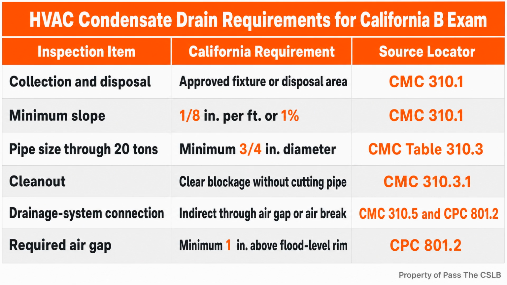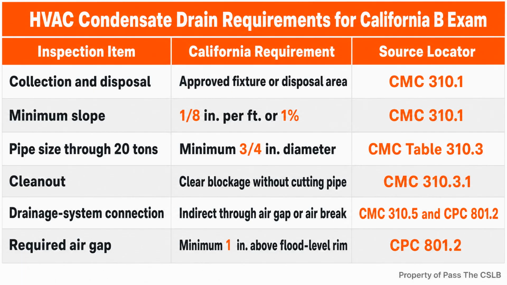A helpful field check is to start at the unit and follow the entire route rather than inspecting one fitting at a time. I look for a clear collection point, continuous fall, access to the cleanout, and a termination that has not been hidden by later work. A drain can look neat near the equipment and still fail the basic coordination test at the far end.